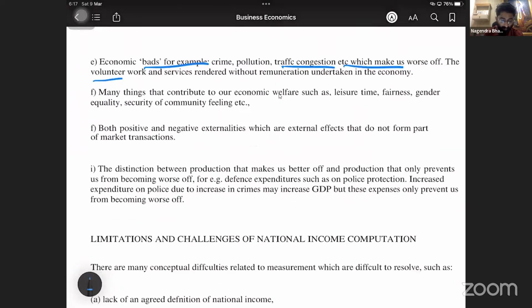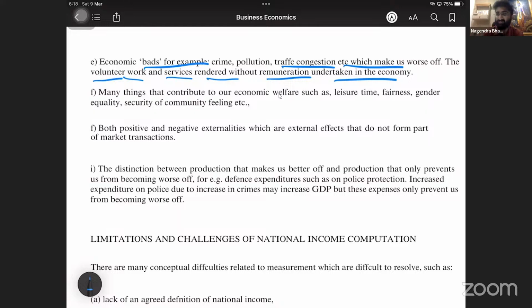Of the volunteer work and services rendered without remuneration undertaken in an economy. So there are 2 things here. Economic bad. It is very bad that because of accidents, because of traffic congestion, we are wasting time, we are wasting money on that. See, think that if there was no crime, no requirement of police. Why do we want police? Those lakhs and lakhs of police, we can save that money. We can put their work into something which is very important.